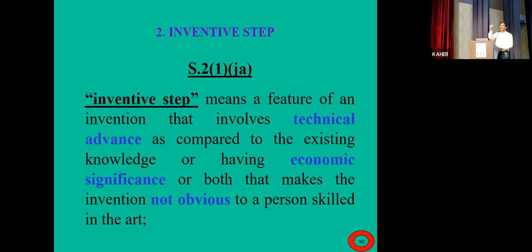Simple example, in the morning I was showing a paper clip, and in comparison to pins, it has an advantage, a technical advancement over the existing products or existing knowledge. So when pins are destroying the papers, this is technically advanced, it is not destroying the papers. So like that, it is not obvious to a person skilled in the art. That is what we say, it is an inventive step.